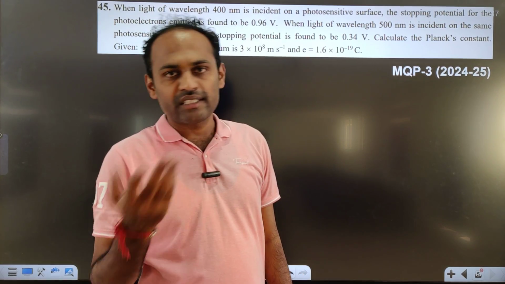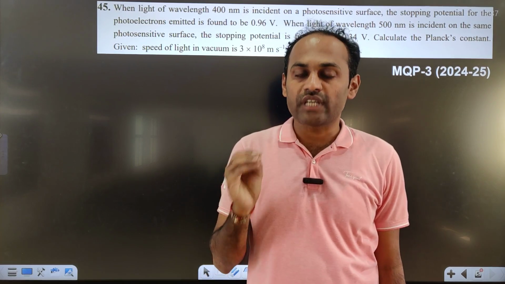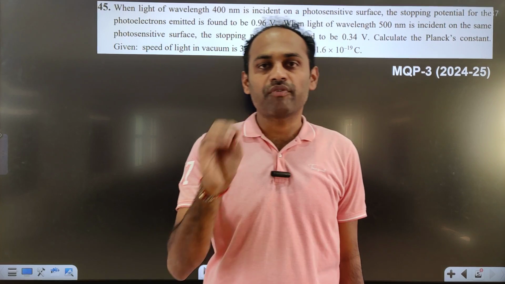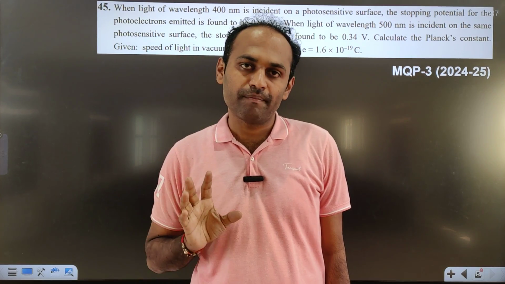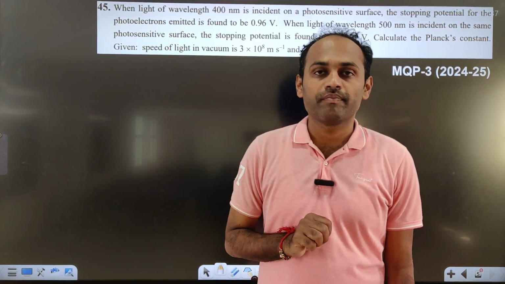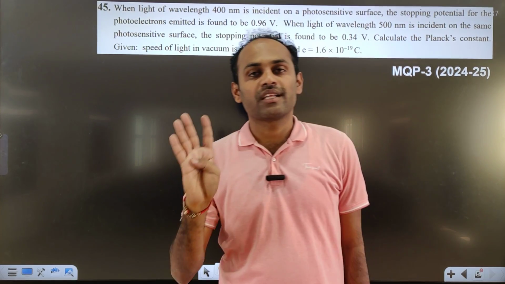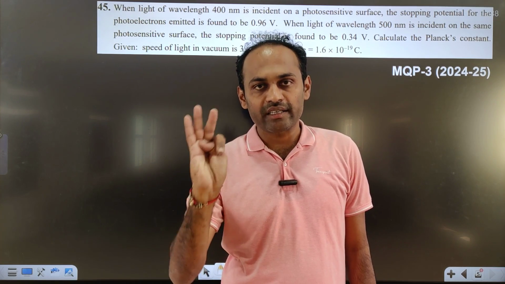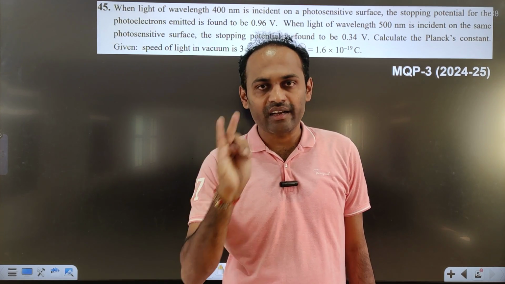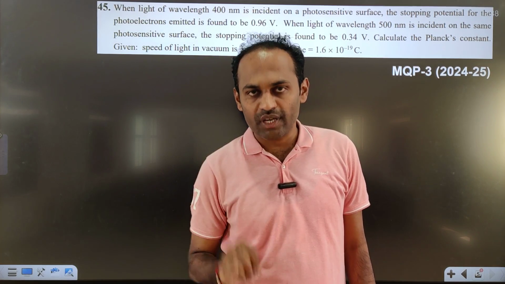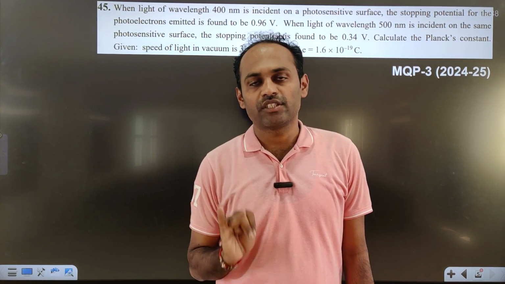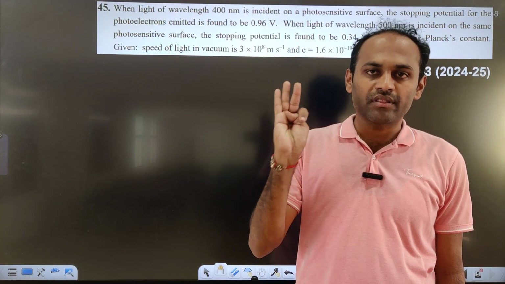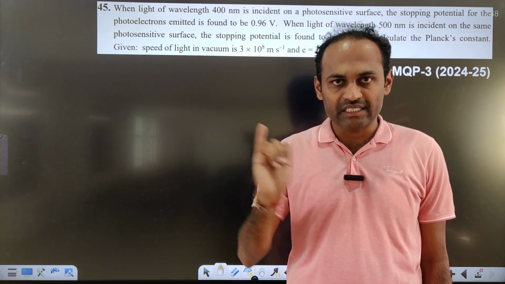So I can say there is a 75% chance to get a numerical from ray optics, and in that place only there is a 25% chance to get a numerical on dual nature. So in total 4 numericals will come. The first numerical you will touch from the first and second chapter. Current electricity is the second numerical, alternating current the third numerical. For the fourth numerical, you have to do ray optics and dual nature both.